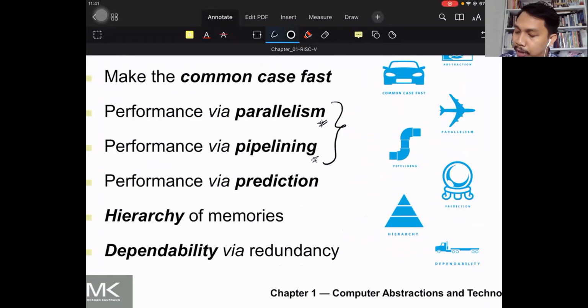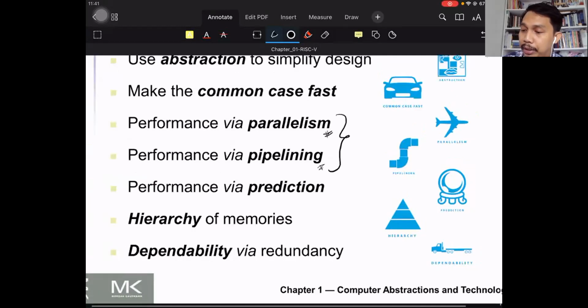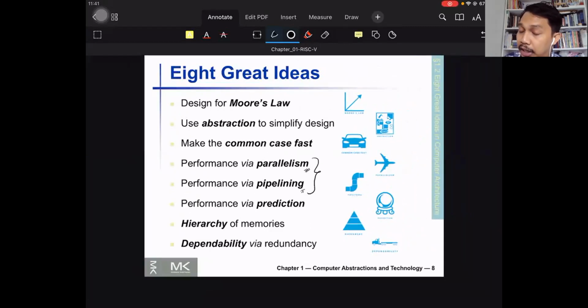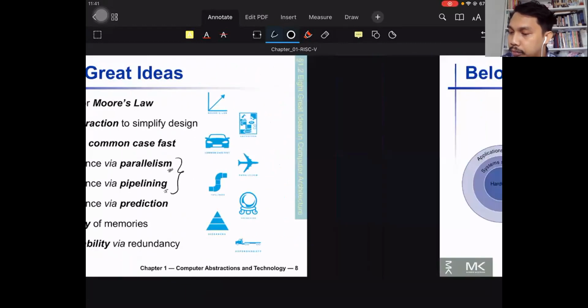And dependability via redundancy. It's very wise to place much redundancy in the design of computer systems. If one component or one part breaks down, the whole operation is not affected. So that's redundancy. These are some of the great ideas that computer designers and computer architects have used throughout the years in the design of microprocessors.